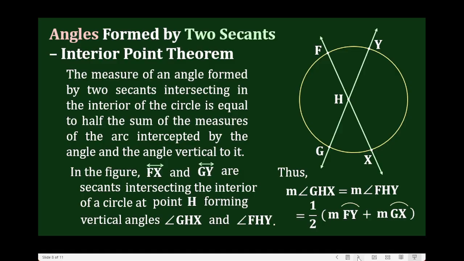For example, if your arc FY is 50 degrees and your arc GX is 70 degrees, based on the formula, we get the sum of these two. So that is 50 plus 70, which is 120, and half of 120 gives us 60 degrees. Therefore, these 2 angles indicated by question marks are both 60 degrees.